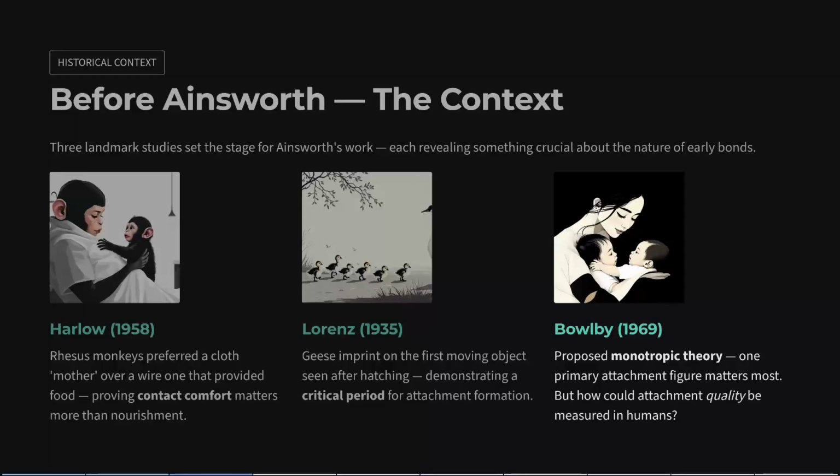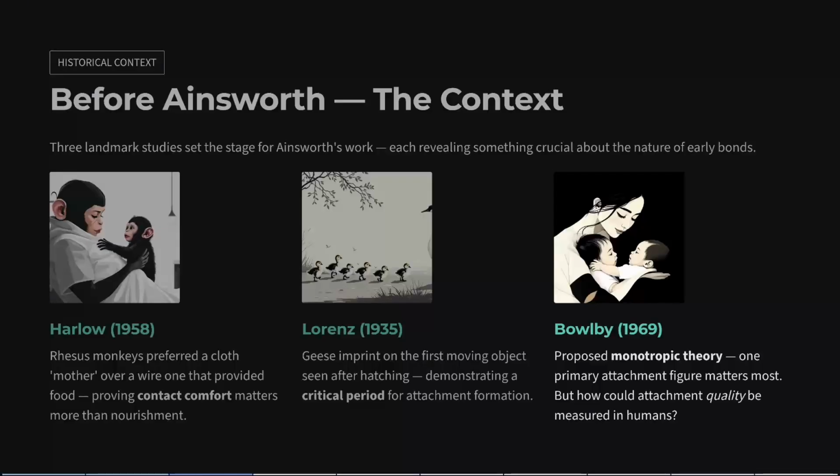John Bowlby proposed monotropic theory, the idea that infants are biologically programmed to form one primary attachment figure who is qualitatively different and more important than all others. This monotropy creates an internal working model, a cognitive template of relationships that guides all future social and emotional interactions.